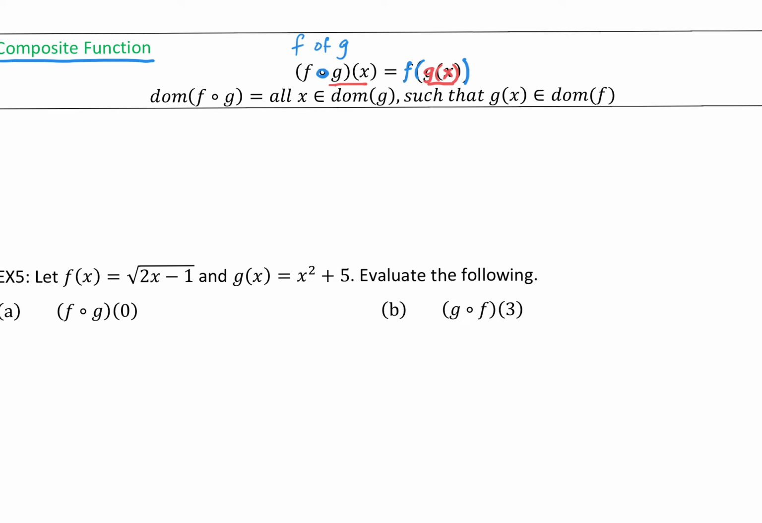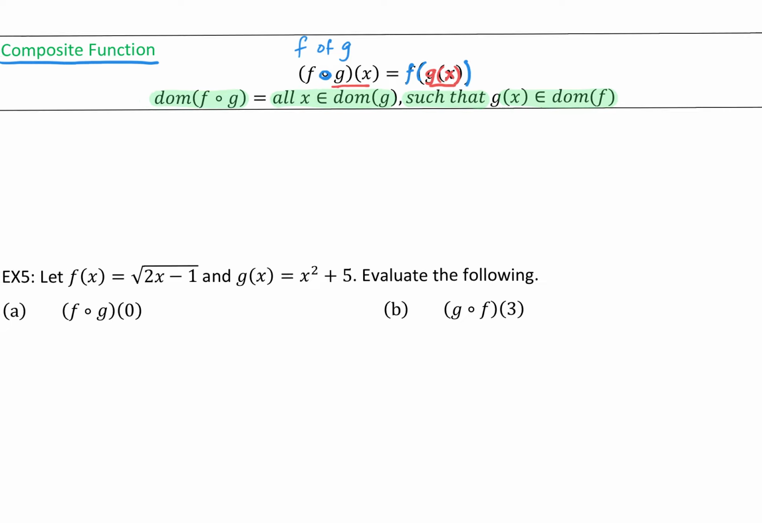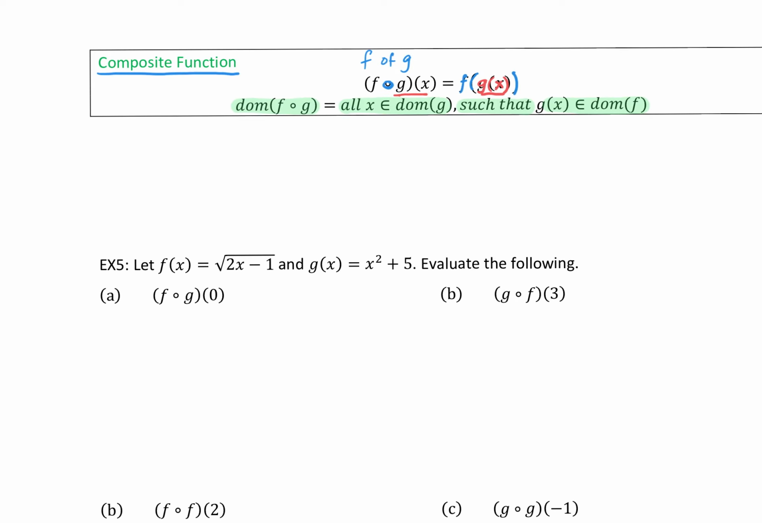Now when I create this new function, f of g, it's going to have a domain, and the domain could be a little bit confusing here, a lot of notation. So the domain of f of g is going to be all x that are in the domain of g, such that g of x is in the domain of f. So that's a little bit confusing to understand. Let's draw ourselves a picture of what's going on. So let's say that I have the domain of g.